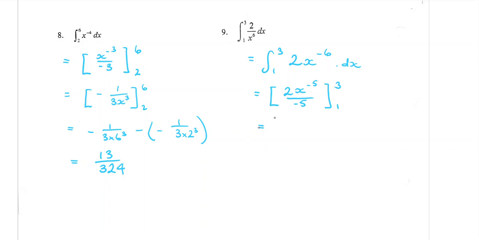So we're going to sub in and we're going to have 2 times 3 to the power of -5 over -5 minus 2 times 1 to the power of -5 over -5. And you should get 484 over 1215. Yeah? Did we all get there in the end? Wonderful.